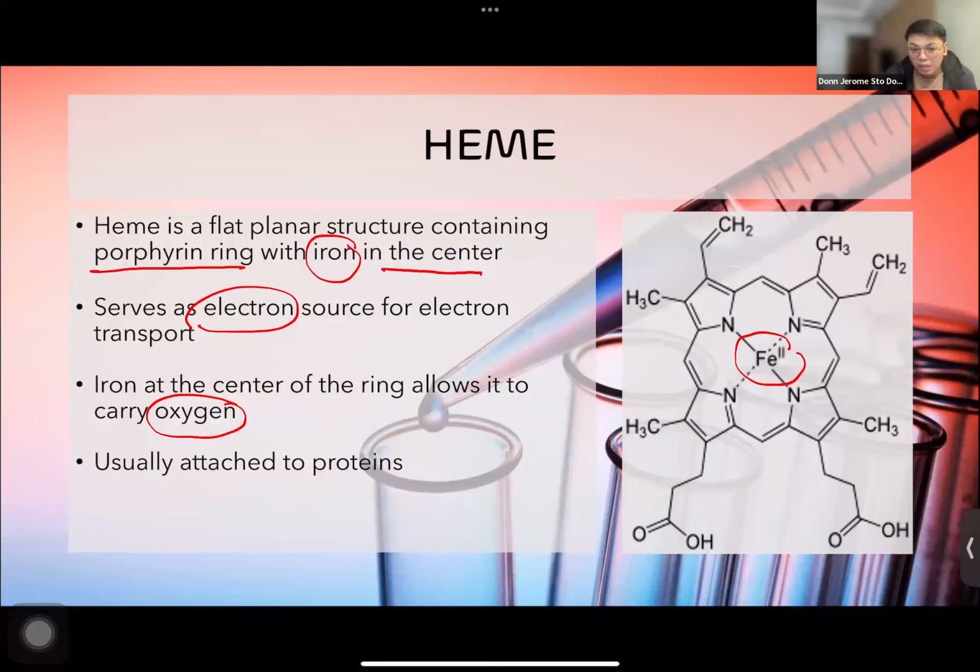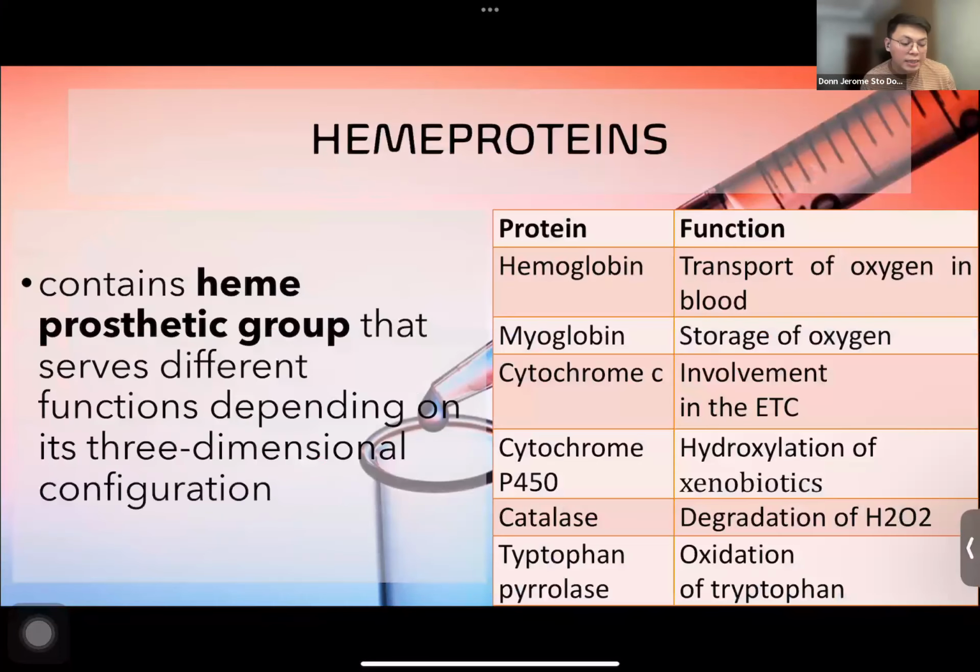Hindi siya present in our body as free form, kadalasan. They are usually associated with proteins. Ang tawag natin doon with heme attached to protein, that's heme proteins. And depending on the protein where it will associate with, kung saan siya kakabit, that will determine the function of the heme protein. For example, hemoglobin.